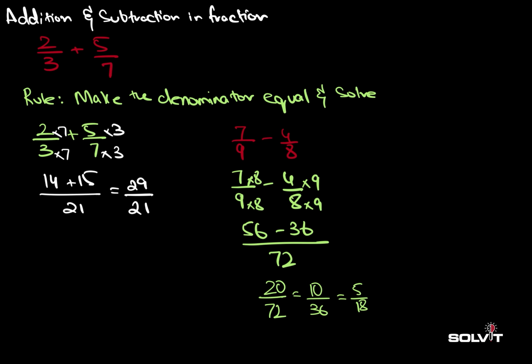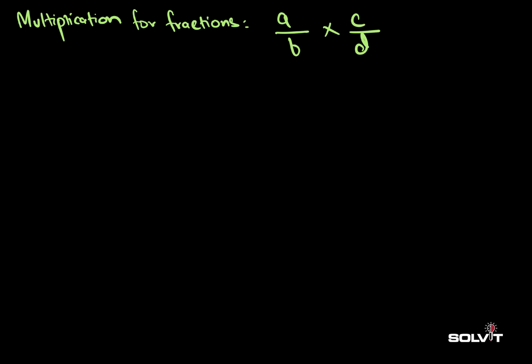So now let's just look at the multiplication of fractions. For multiplication of fractions, we need to figure out a few things before. If a fraction is given to us, that is a over b multiplied by c over d. This is an example.